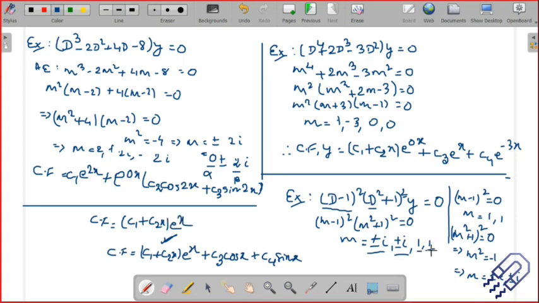I've done this. These two ones are gone. Now you see there are plus i, plus i, minus i, minus i, four values, and 1, 1. Okay, so that means there are six values. So depending on the six values, the constants should also be 6. So it will be C1, C2, C3, C4, C5, C6.